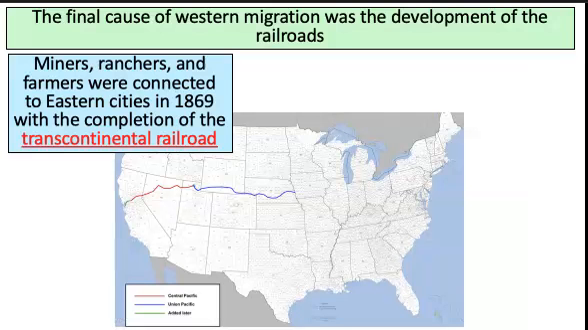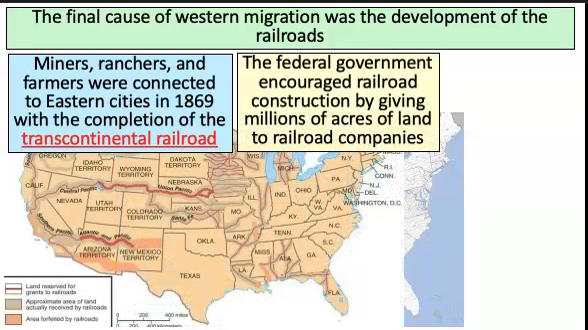Now, the final cause of Western migration was the development of the railroads. Miners, ranchers, and farmers were connected to eastern cities in 1869 with the completion of the Transcontinental Railroad. And this and other transcontinental railroads later on were incredibly important for the economic development of the West. Without the Transcontinental Railroad, making money as a farmer on the western frontier was not possible. And the federal government was highly influential in creating this Transcontinental Railroad. They encouraged the railroad construction by giving millions of acres of land to railroad companies.